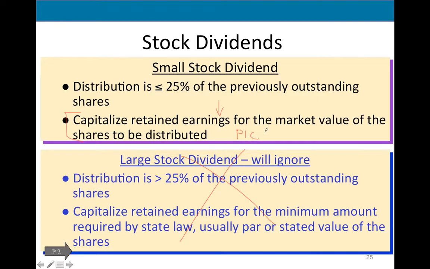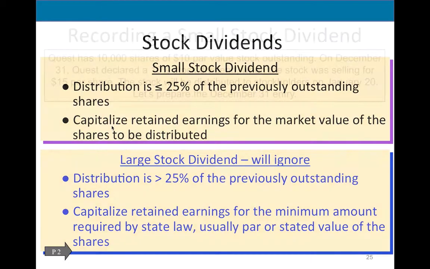So an important part here is that since there is no cash, no assets are impacted, the total equity does not change. When we issue small stock dividend or any kind of stock dividend, total equity does not change. The total equity remains the same. It's just that retained earnings decrease and the paid in capital increases. We redistribute equity. We capitalize, we move retained earnings into the paid in capital.